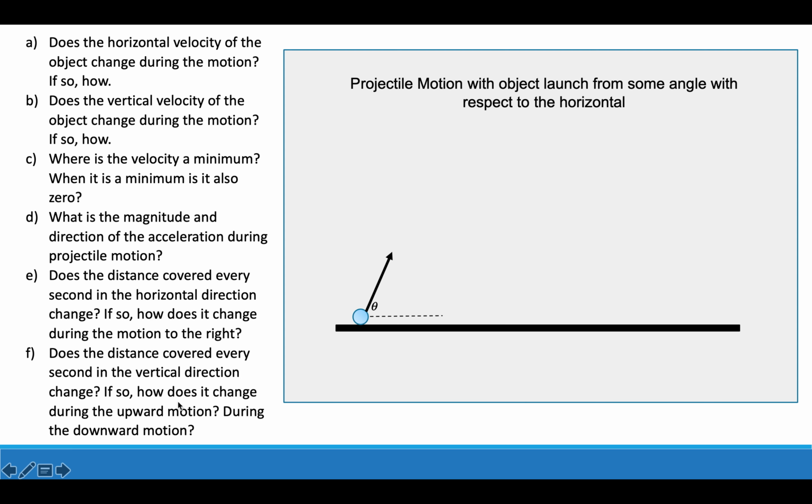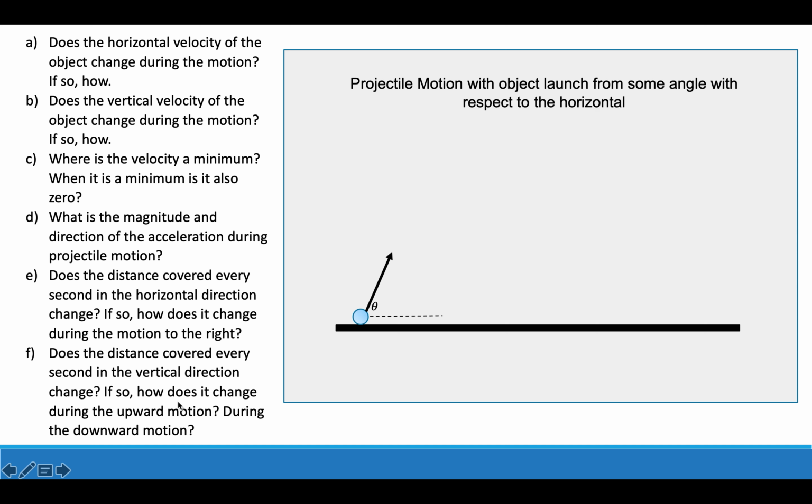The other part to this particular question asks a lot of conceptual information about the projectile motion. And so we want to know, does the horizontal velocity of the object change during the motion? If so, how does it change? Does the vertical velocity change? Where's the velocity a minimum? When it is a minimum, is it 0? What's the magnitude and direction of the acceleration during the motion, and so on. So there's a number of different questions.